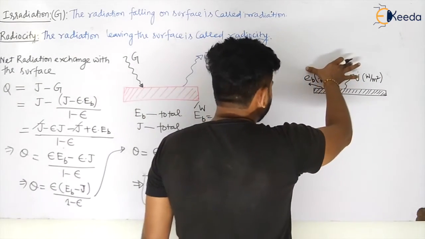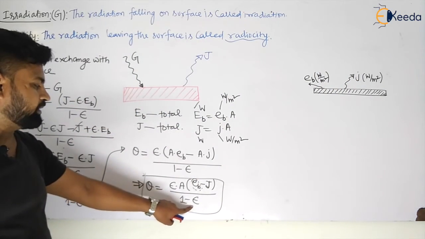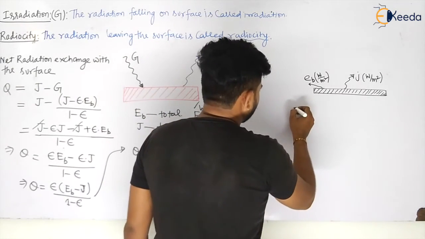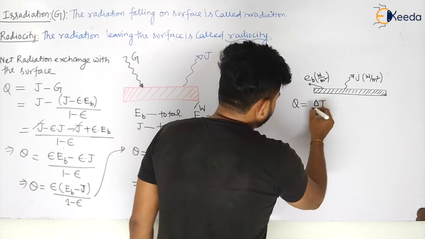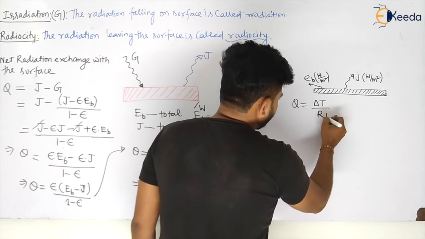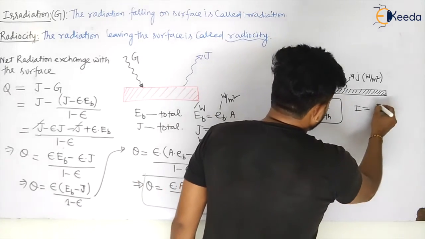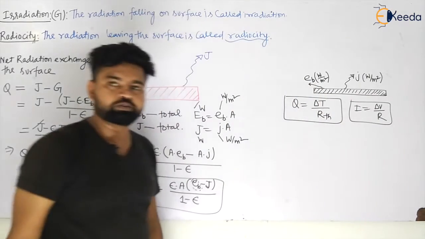So in between EB and J, there is some resistance, that is nothing but (1 minus E) upon EA. Let us take it in the form of this. So you know that Q is equal to delta T by R thermal, my dear students. You know this equation very well. Or you also know that I is equal to delta V by R. Now you know this equation also. These two equations, you know.